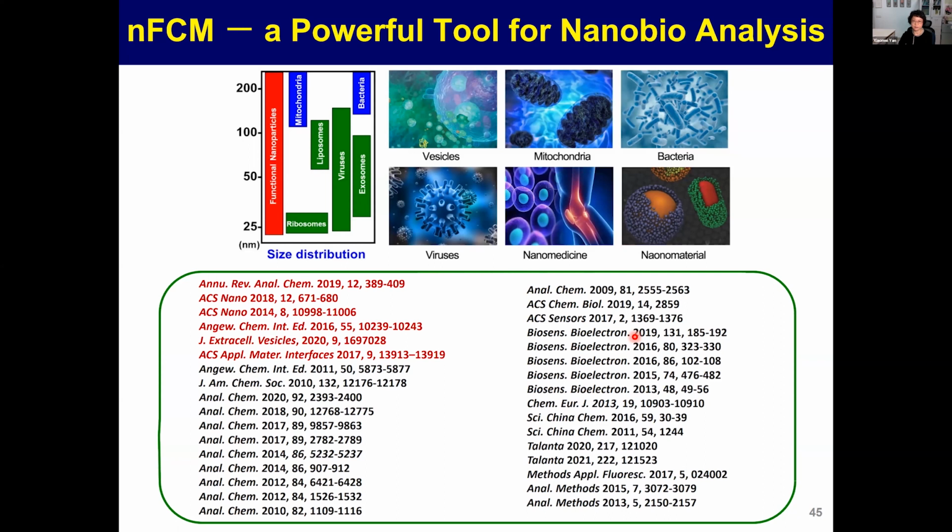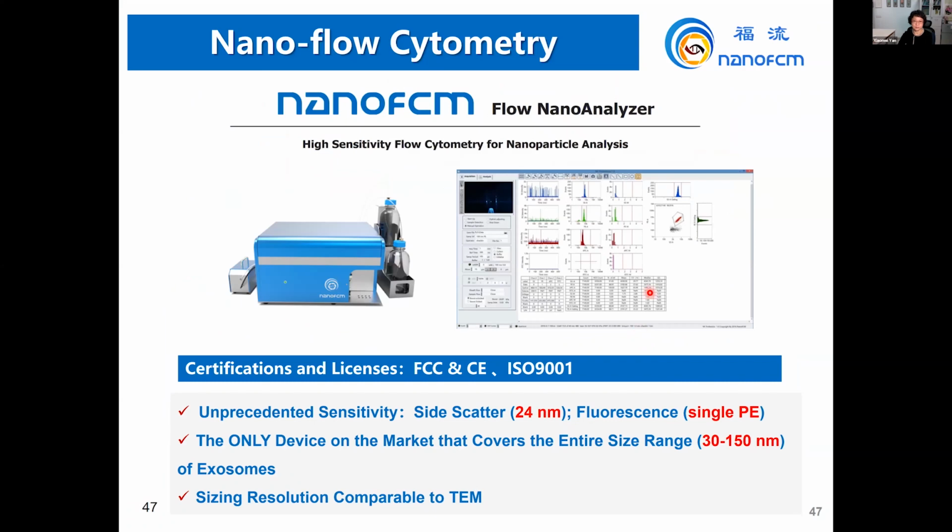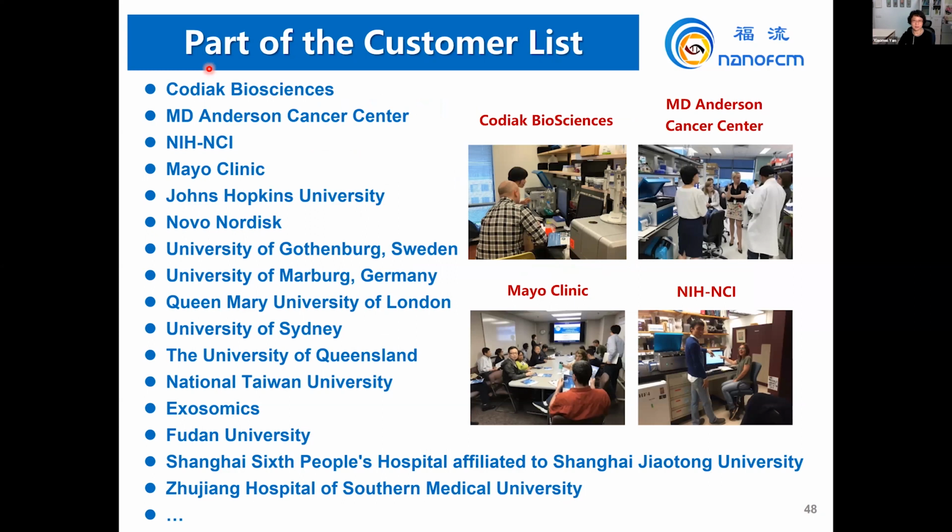We have made great efforts to bring this technology into commercialization. So the Nano-FCM company, this startup company, was founded in 2014, and the first instrument was brought into the market in 2014. The first unit was sold to Kodak Biosciences. So this is a part of the customer list. Most of them are using the nano-flow cytometer for single EV analysis.